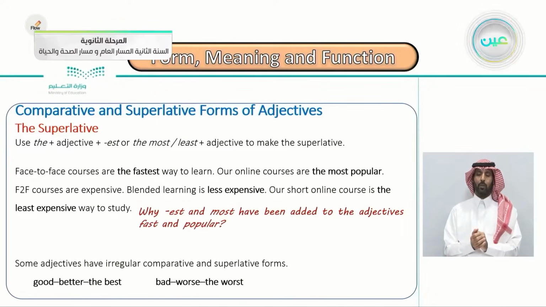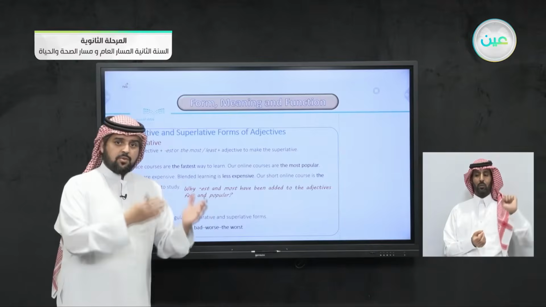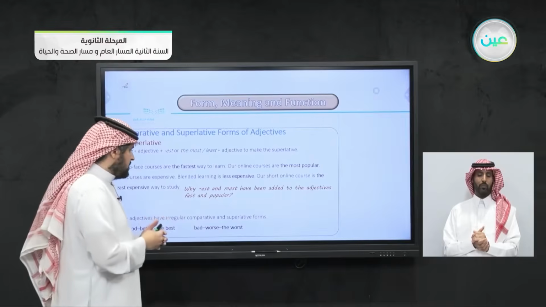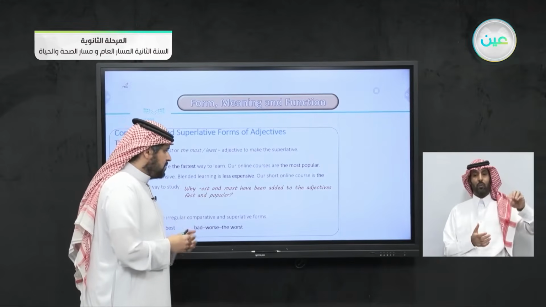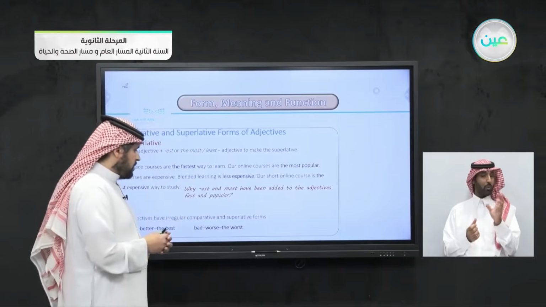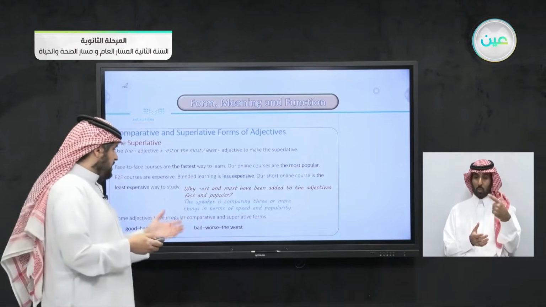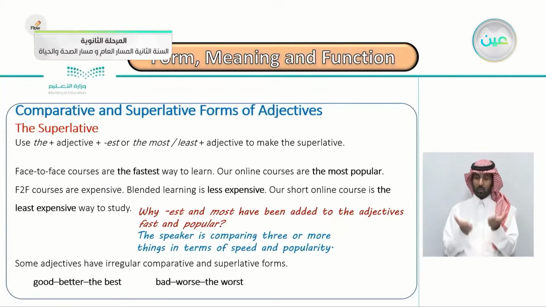Why have est and most been added to the adjectives fast and popular? Same question, but with the superlative. Why est? When you say the fastest, the smallest, the biggest, est is at the end of the adjective. And most has been added to popular. We said the most popular. The answer is the speaker is comparing 3 or more things in terms of speed and popularity. Some adjectives have irregular comparative and superlative forms.